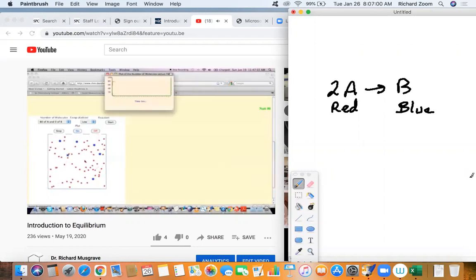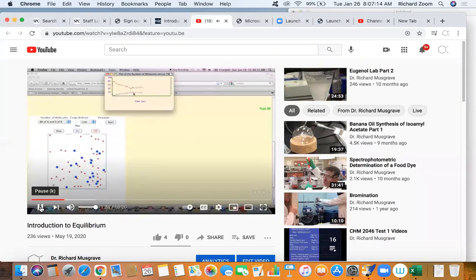All right, so we're starting off with all reds here, and again the reaction is 2A gives 1 blue. Now what you can see here is we start off with 80 molecules of red, and we start off with 0 molecules of blue. And eventually, as time goes on, the amount of blue evens out at around, looks like about 20, and the amount of reds is going to even out at something like about 50.